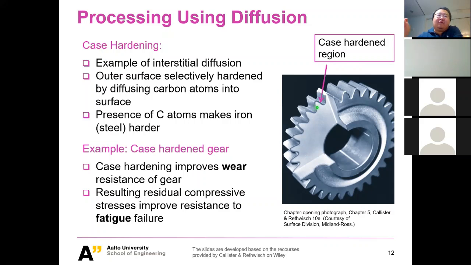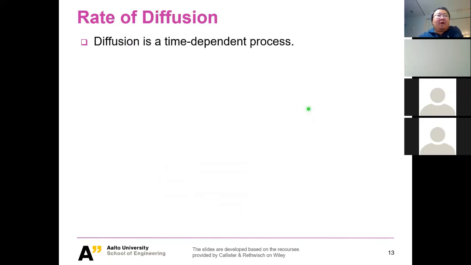Basically, we're trying to get diffusion of carbon atoms, because they're small, and they're going to just diffuse into the steel from the atmosphere, and this carbon in the steel will make the steel much harder. As you can imagine, this is also one of the ways to increase the fatigue life, if you remember, because it will create some compressive stresses on the surface, which is going to improve your resistance to fatigue. Yeah, so that is a good application of diffusion.